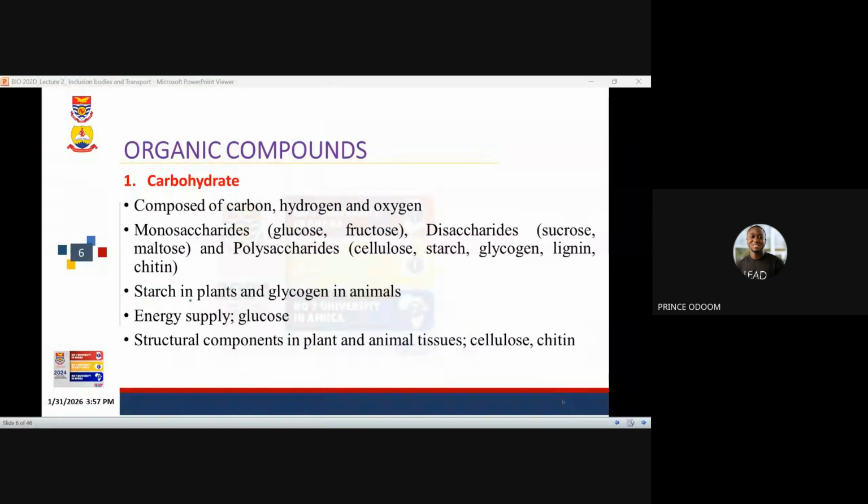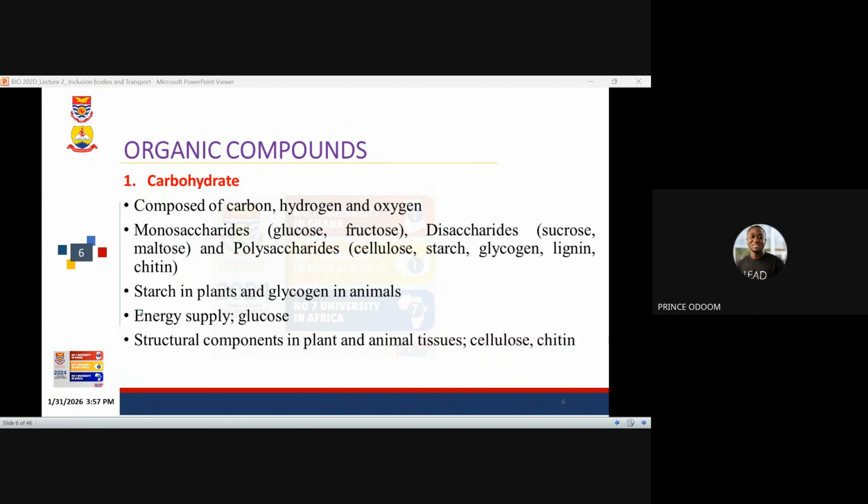So starch in plants and glycogen in animals. You will not hear any scientist telling you that there is starch in an animal, because animals do not store their carbohydrates in the form of starch. They store it in the form of glycogen. It's plants that store it in the form of what? Starch. Then the main function of carbohydrate is energy supply, and that is glucose.